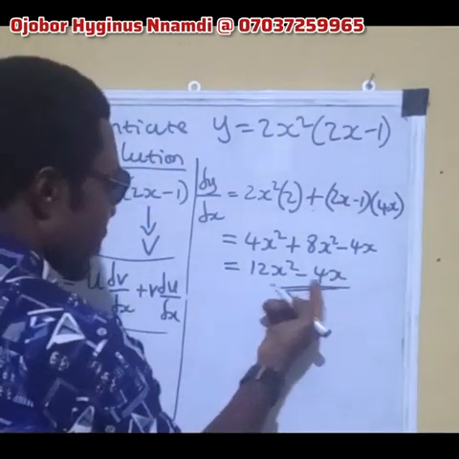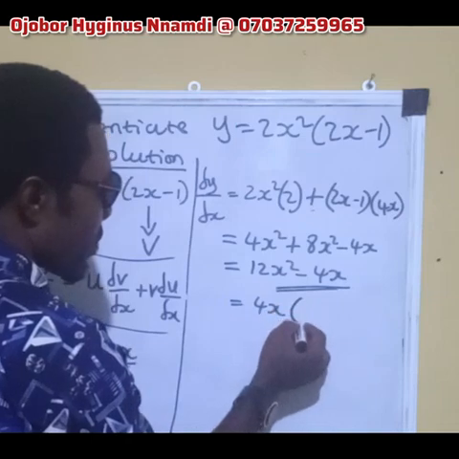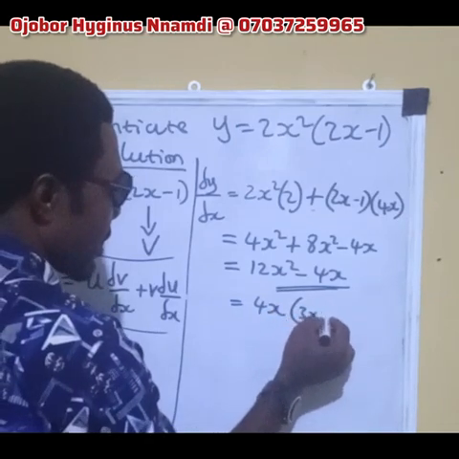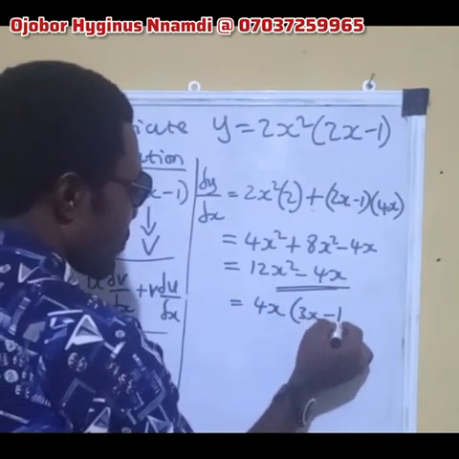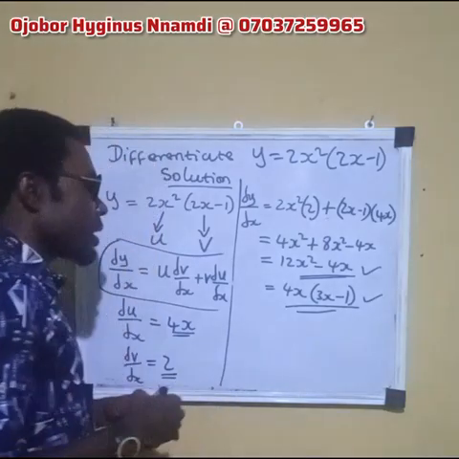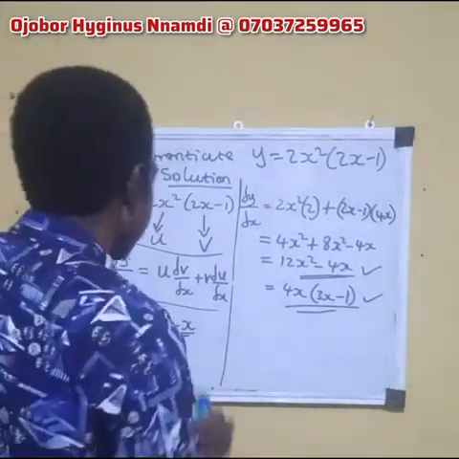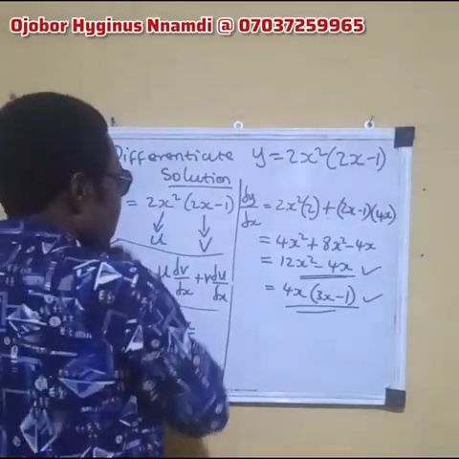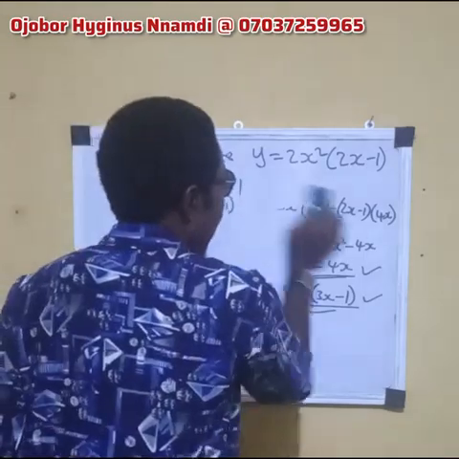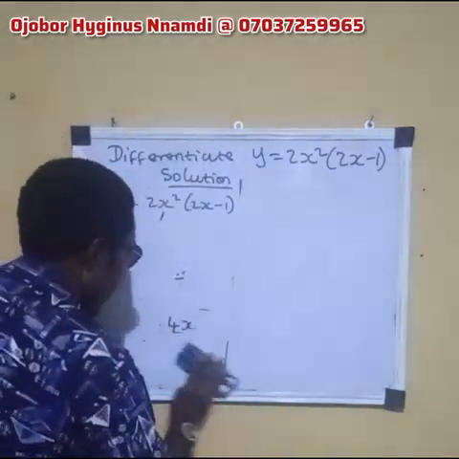Or better still, we can factor out 4x. If you remove 4x from 12x squared, we have 3x. If you remove 4x from 4x, you have 1. So either it is this way or this way. They are correct. Okay? Then you can actually differentiate again by expansion. Okay, let us see whether we're going to get the same answer.